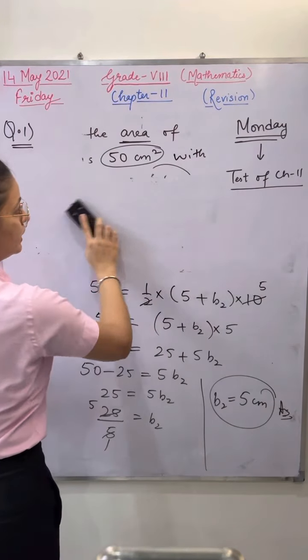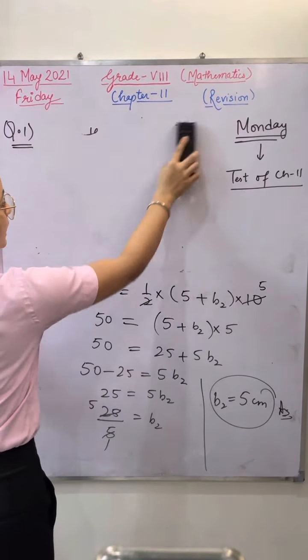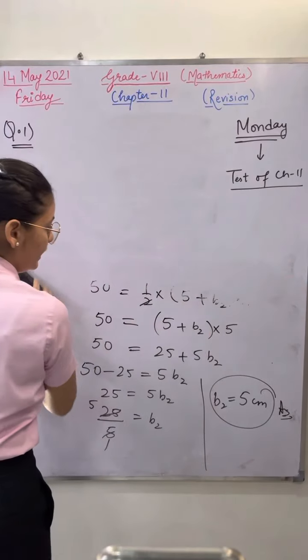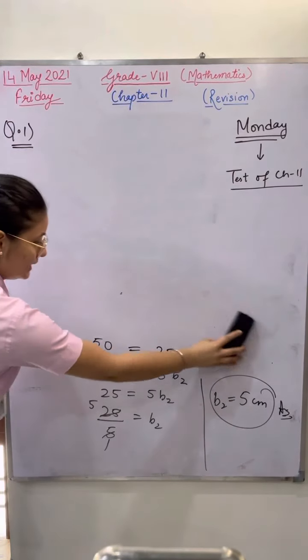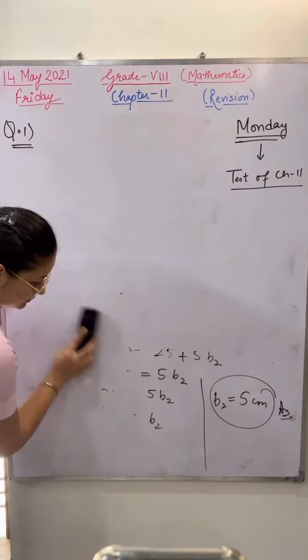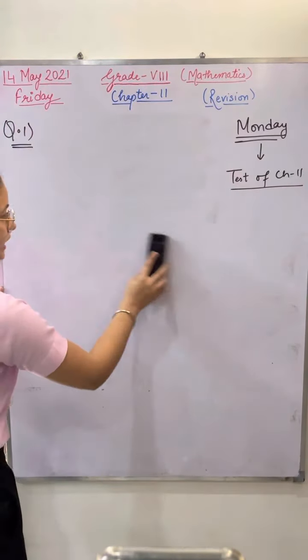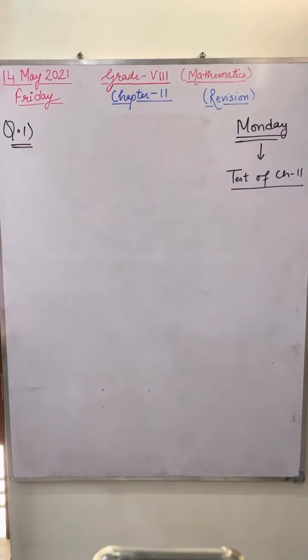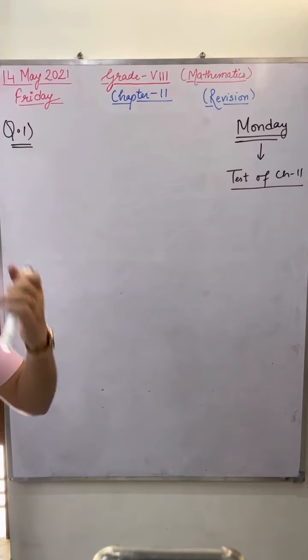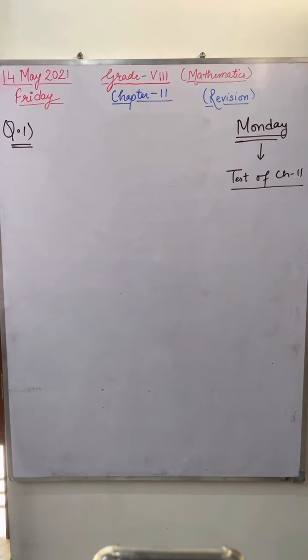Everyone has written the test of chapter 11 on Monday. Everyone has written this? Okay. The test will be of 25 marks or 20 marks. Okay? I'll send the marks to your parents.